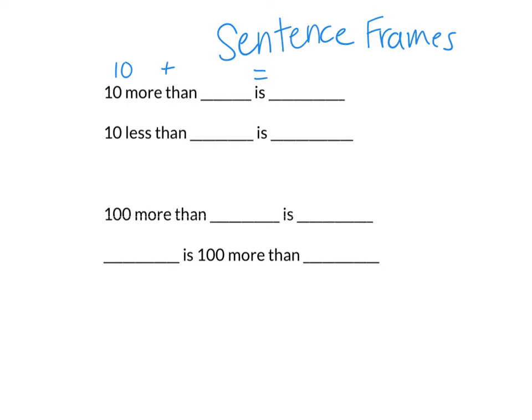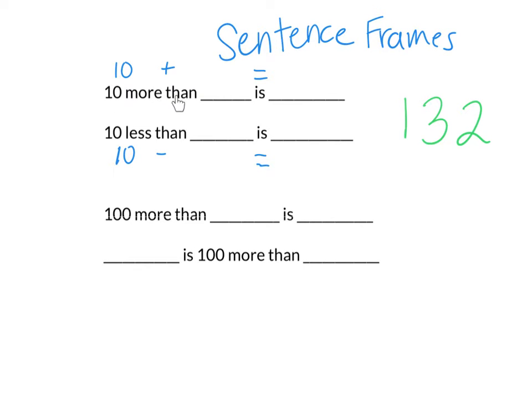And then same thing with down below on this next one, 10 less than something is something. So I would say 10 less than a number is equal to this number. So let's say we have just a magic number that we're going to use today, 132. So we can plug this number in to our sentence frame and come up with an answer.